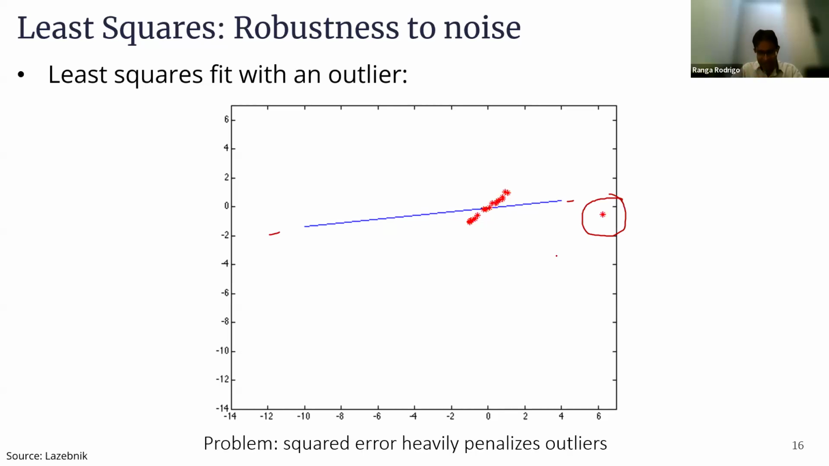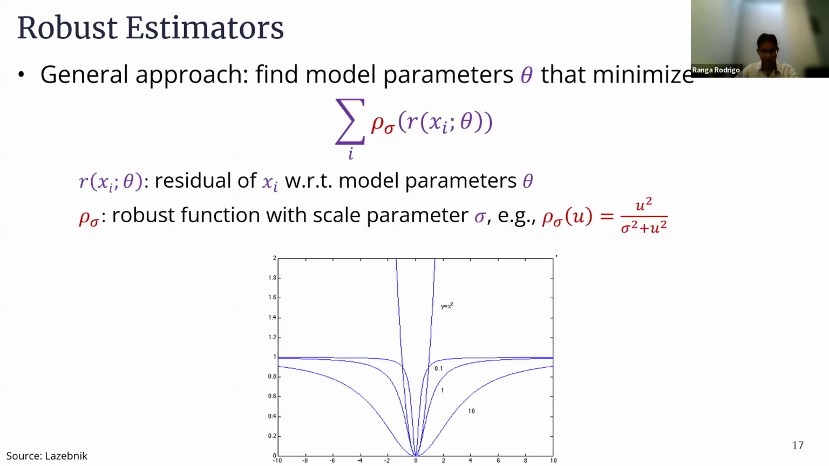So squared error heavily penalizes outliers. Outliers means the error is large, so we square the error. You can see when you square a large number, the resulting number is even larger. So that's why we say that the squared error heavily penalizes outliers, and therefore the whole line detection becomes wrong. So therefore, what we can do is we do not heavily penalize those large errors.